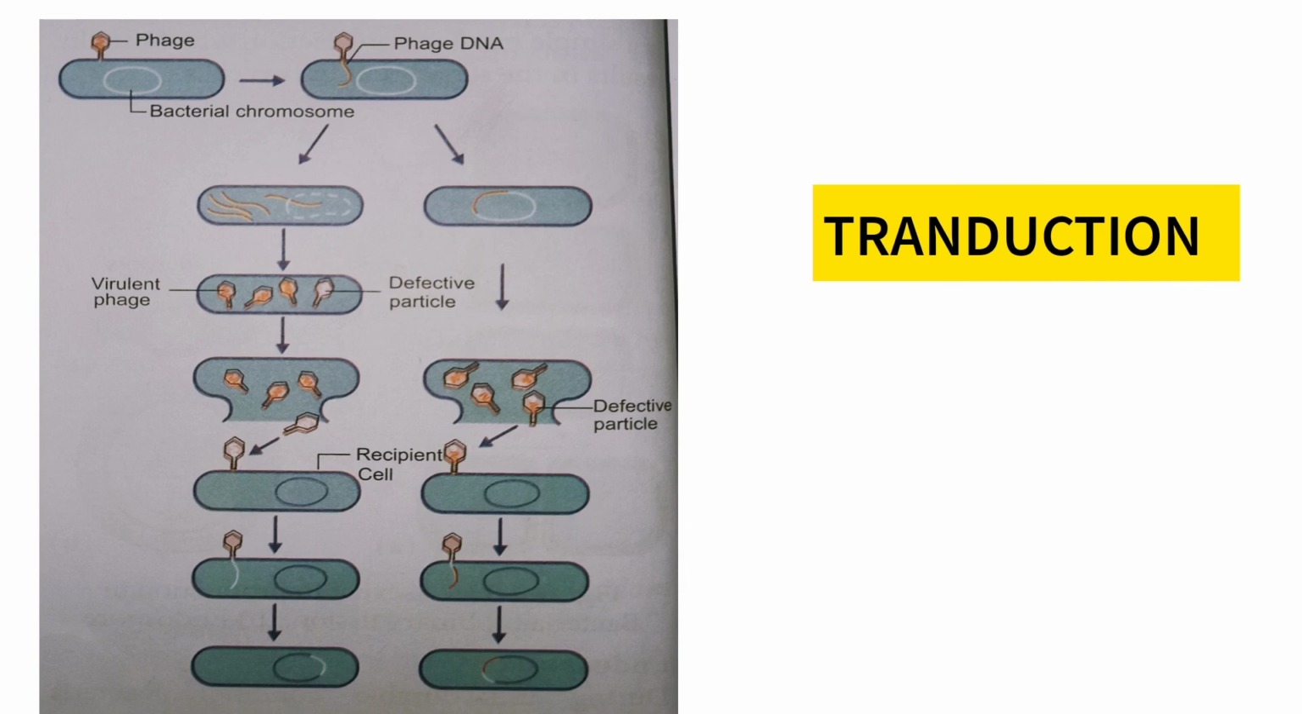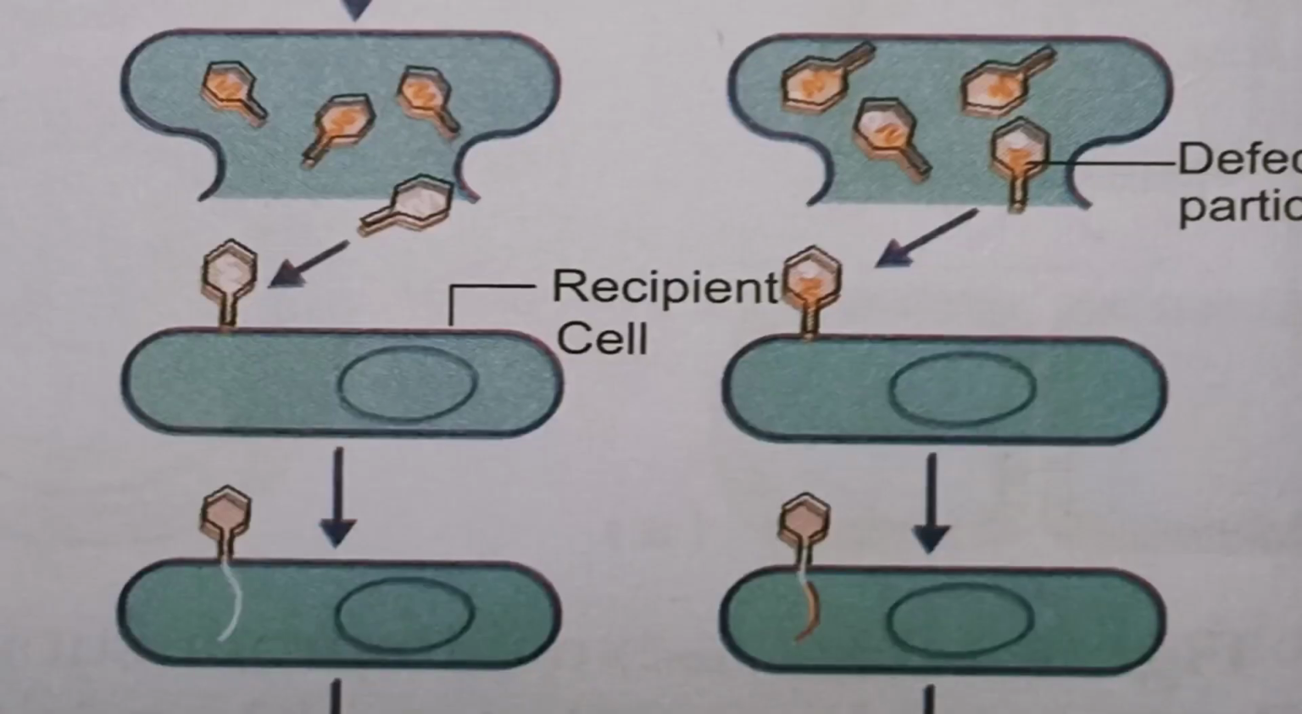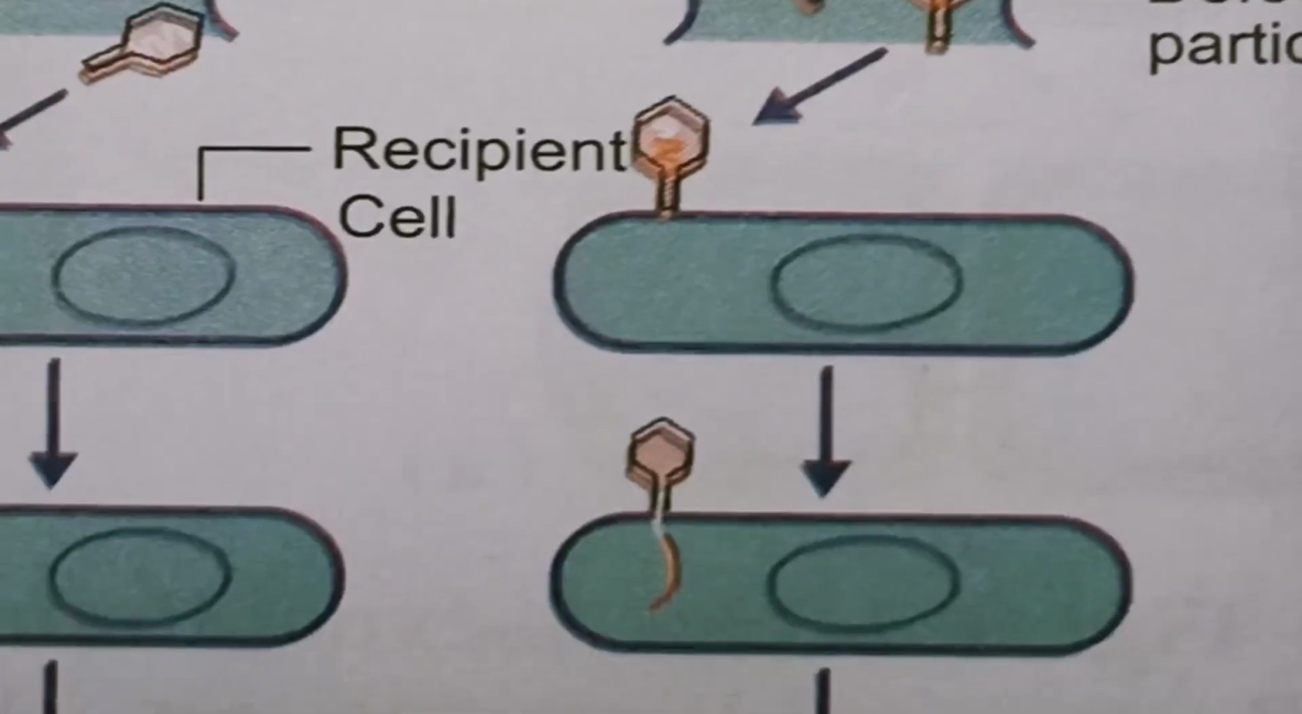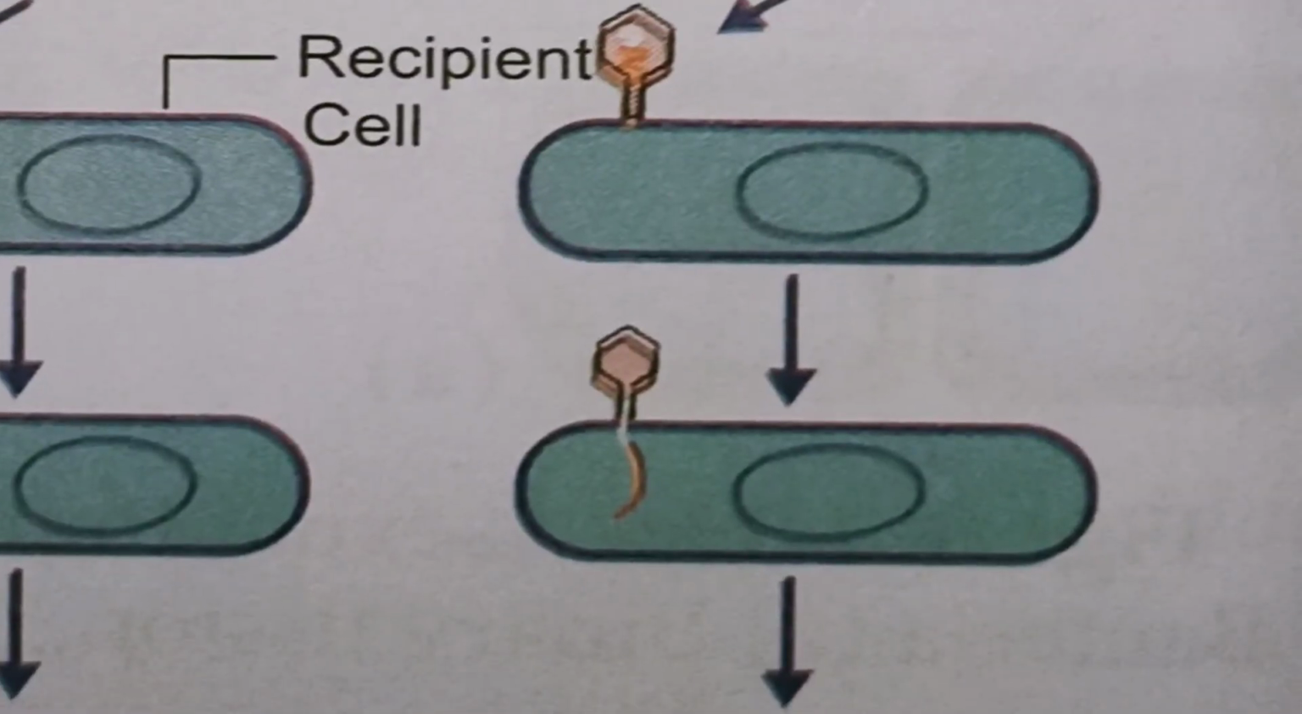Here you can see this, the last phage structure, can you see? It has a white color DNA, so it can carry any part of that bacterial DNA. Here it is carrying the white color, that is the bacterial DNA. But if you see the right side, you can see the combination of both white as well as red. Here the bacteriophage carries only a specific region of the bacteria. So this is the difference.